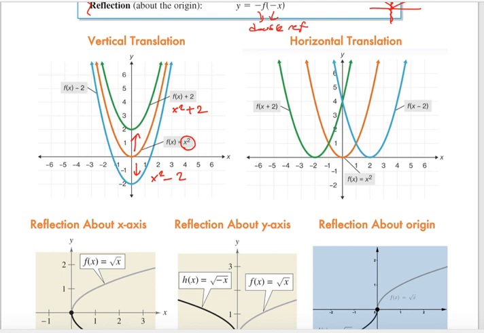On the other hand, this is x squared. If I move this to the right, the change is inside for horizontal translation. So I don't write x plus 2, I will write x minus 2. It is the opposite of vertical translation. We are going right, we are subtracting: x minus 2 squared. When we are going left, we are adding the opposite: x plus 2 squared. So we just apply the rules.